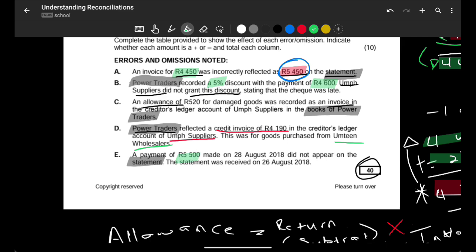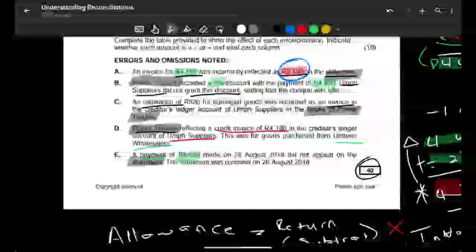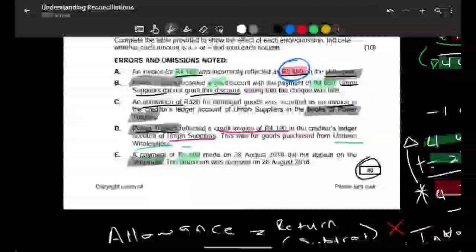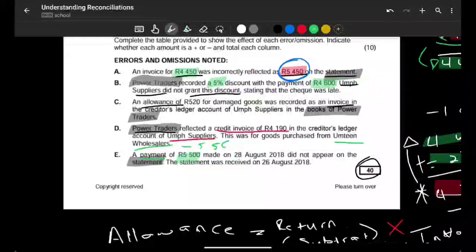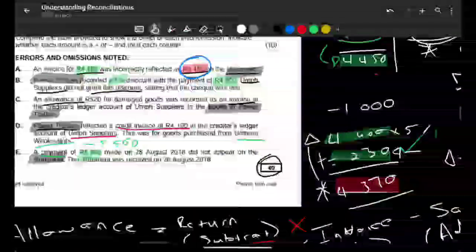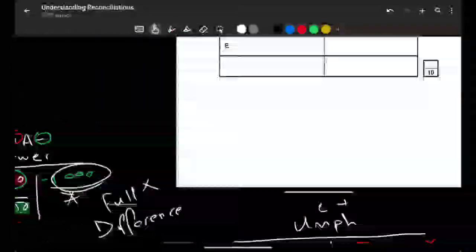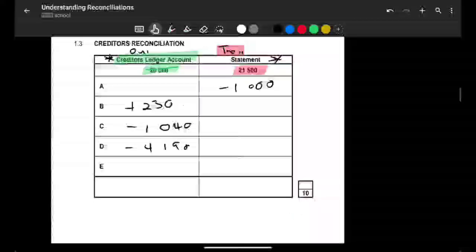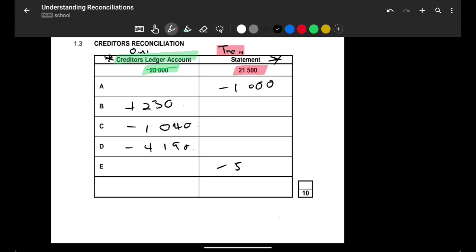And what is the amount that is supposed to be there? 5,500, right? And how do we address this 5,500? It is a payment, so we're going to say minus 5,500, right? So minus 5,500 on the statement. It's their books, minus 5,500, because remember, we are paying, right?